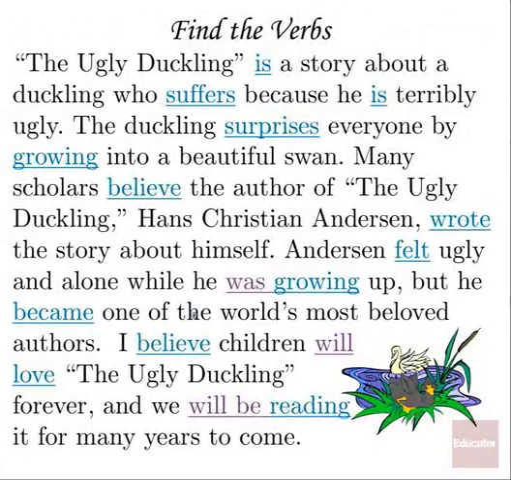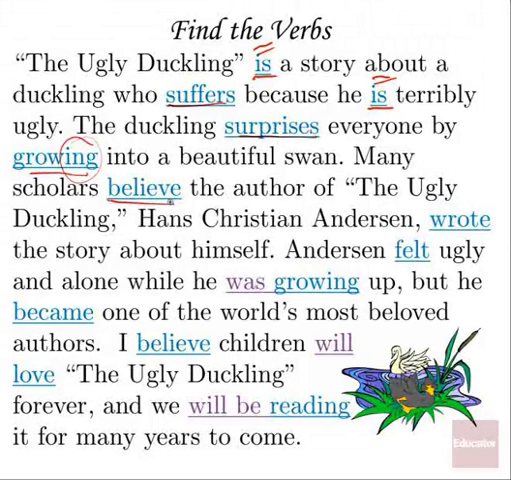And here we are. The Ugly Duckling is: linking verb, third person singular, present. Is a story about a duckling who suffers. Well, here we have an action verb, once again, third person singular, present tense, because he is, linking verb, terribly ugly. The duckling surprises everyone. Now that's an action verb, again, present tense. Note that when you're talking about events in a story or a work of art, you pretty much always use the present tense, even if the story is very old, like The Ugly Duckling. He surprises everyone by growing, there's that present participle form, into a beautiful swan.